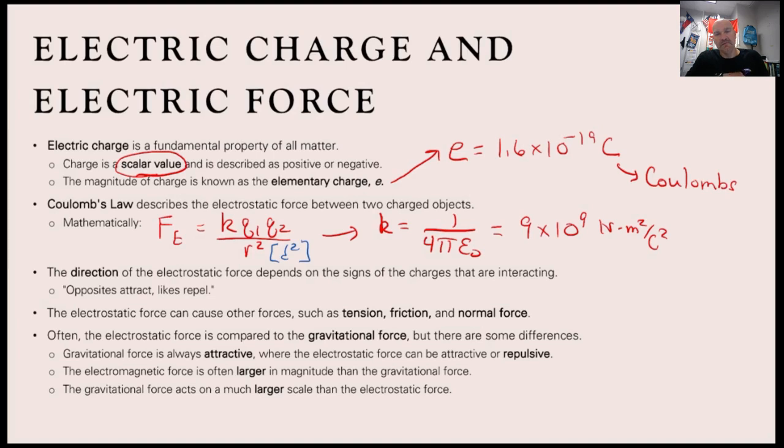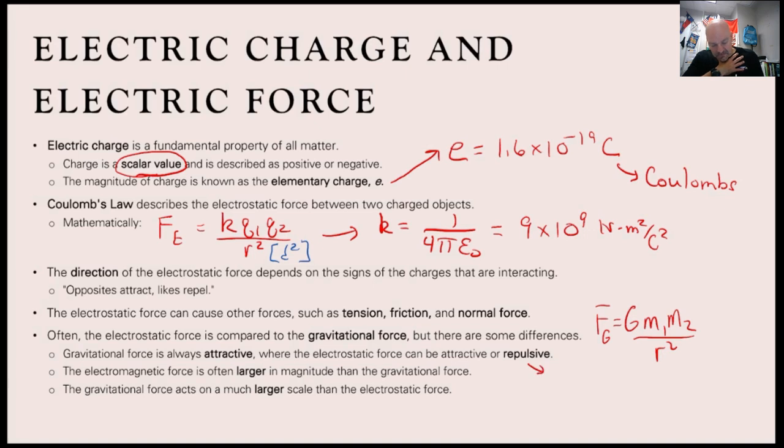All right, and then again, I mentioned this before. The electrostatic force is often compared to gravitational force, but again, there are going to be some differences. Gravitational force, right? F equals G m1 m2 over r squared. So you can see they look very similar. Okay, but one has to do with masses, one has to do with charges. So one thing to note, gravitational force is always attractive, where the electrostatic force can be repulsive. So it's attractive or repulsive, and that's based on the signs.